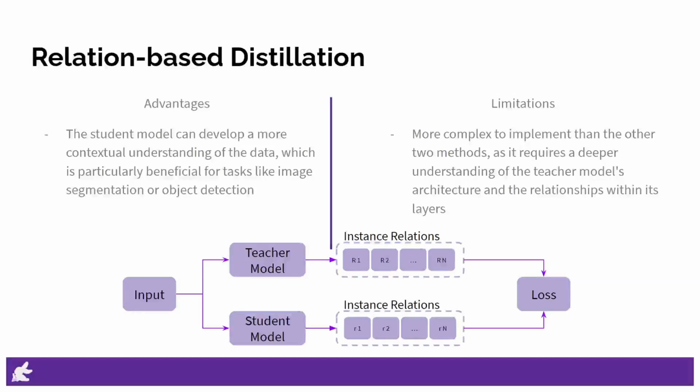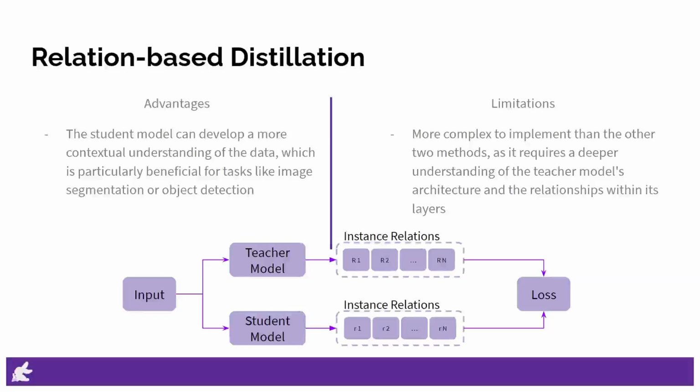Relation-based distillation focuses on capturing the relationships between different inputs and their corresponding outputs. This method trains the student model to understand the relational knowledge present in the teacher model, which can include the interactions between different feature maps or the dependencies between various outputs. By learning the relationships between features, the student model can develop a more contextual understanding of the data, which is particularly beneficial for tasks like image segmentation or object detection.